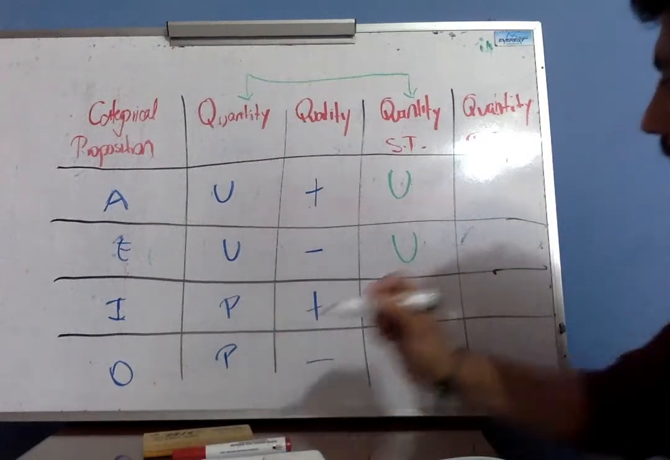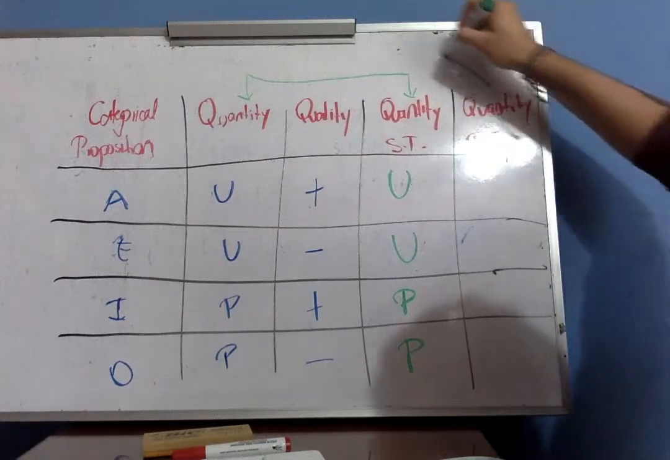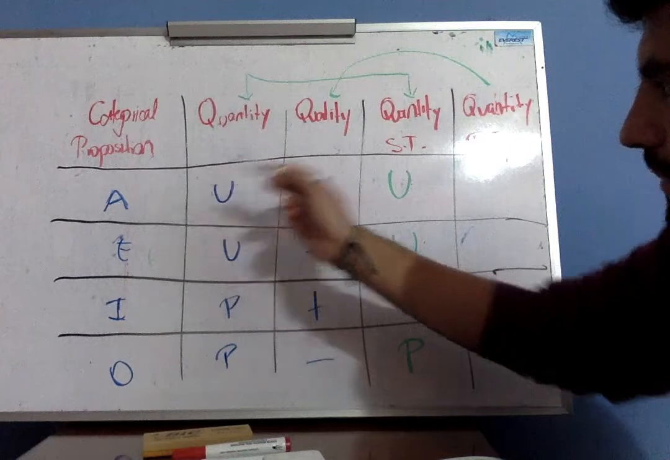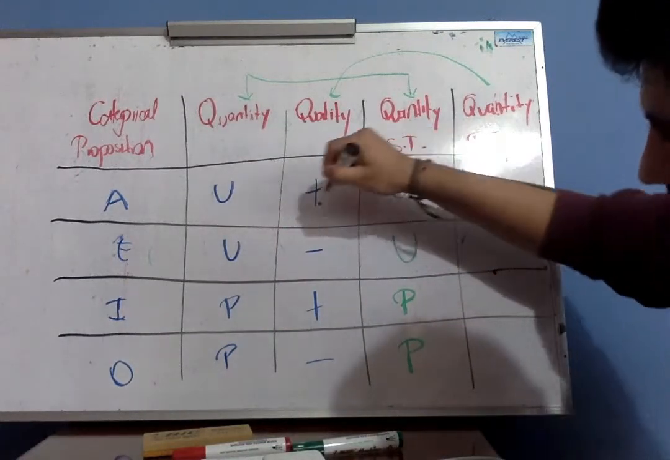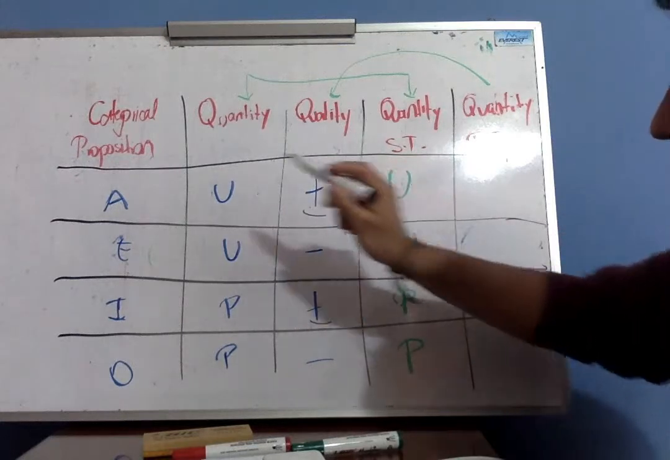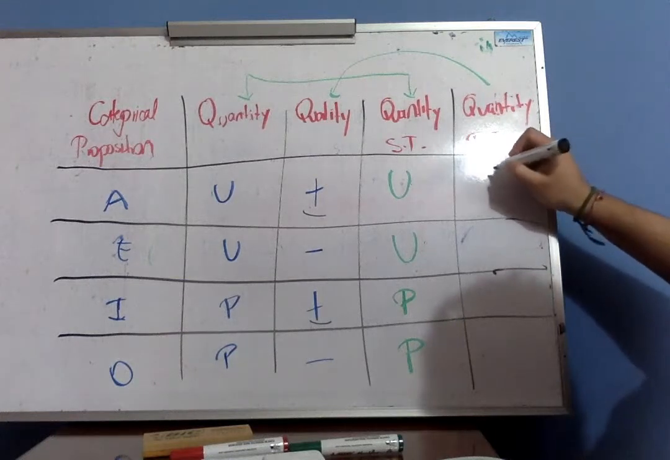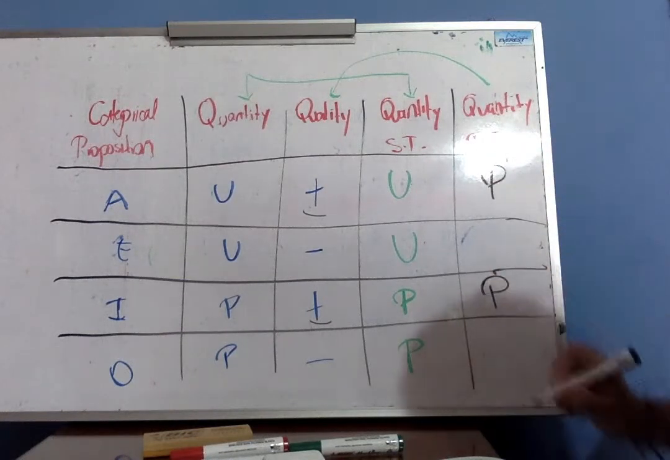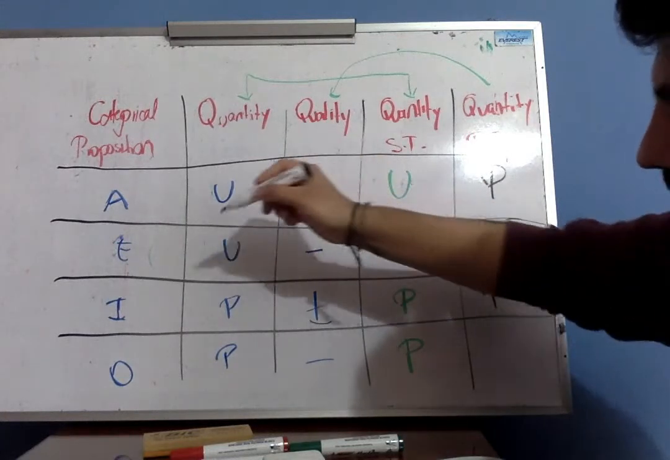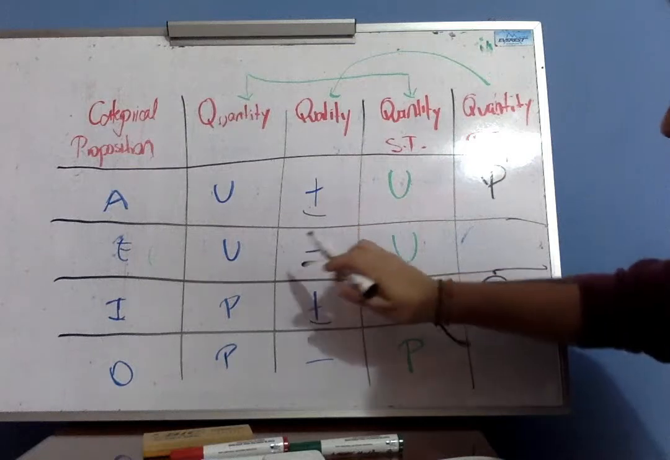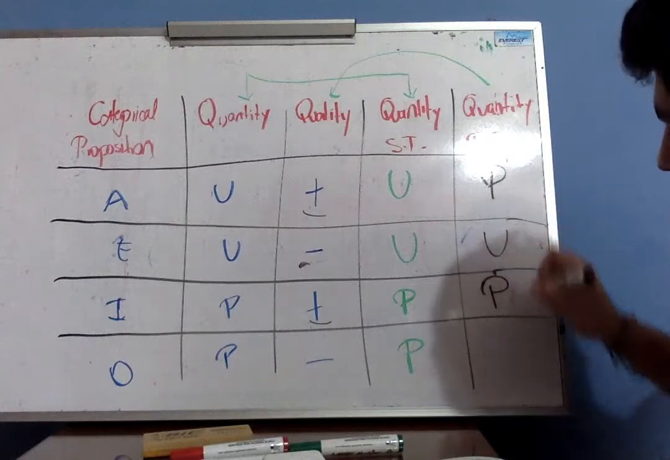In the predicate term, remember that the quantity of the predicate term depends on the quality of the categorical propositions. If the categorical propositions are affirmative, remember that in this case is the proposition type A and the proposition type I, the quantity of the predicate term is going to be particular, okay? And therefore, if the quality of the categorical proposition is negative, in the case of the type E and in the type O, the quantity of the predicate term is going to be universal.